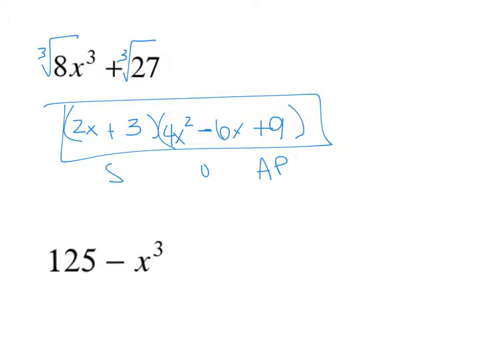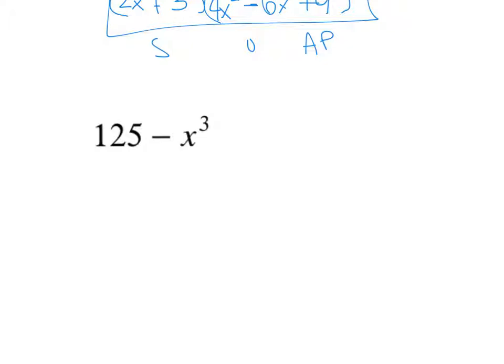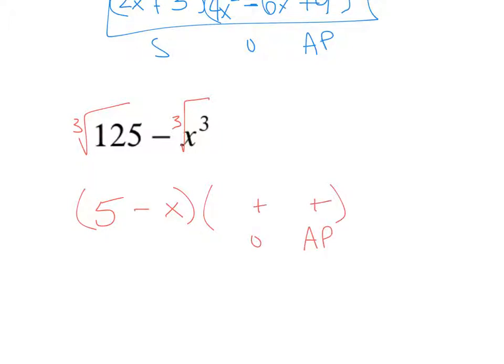Okay, the next one's a little different just because the number comes first. This problem is exactly the same. The only thing I want you guys to be mindful of is that if the number comes first in your parentheses, the number will also come first. So, meaning that the cube root of 125 is 5, and the cube root of x cubed is x. I'm going to have the same, which is minus, opposite, always positive. So opposite is positive, always positive is positive.